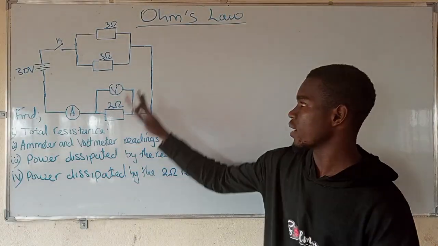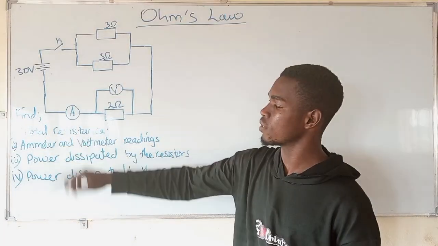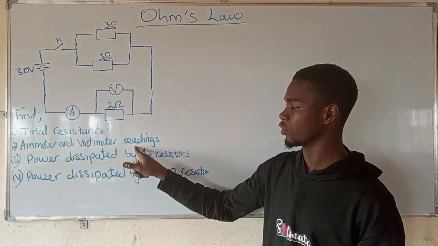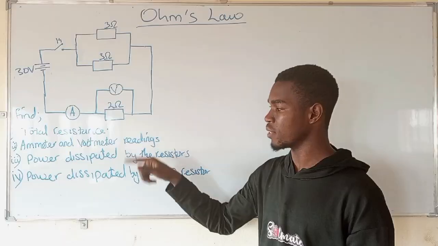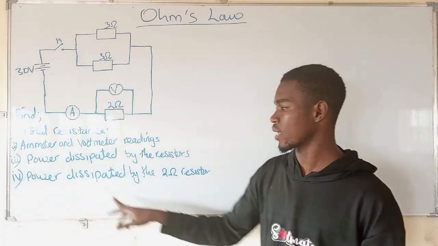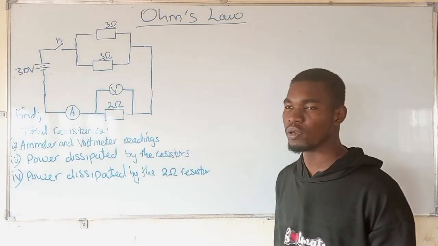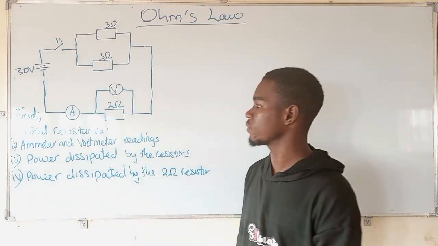Okay, so now, this is the circuit that they've given us. They want us to get the total resistance, the ammeter and voltmeter readings, the power dissipated by the entire resistors, and the power dissipated by the 2 ohm resistor. Okay, let's start from scratch.